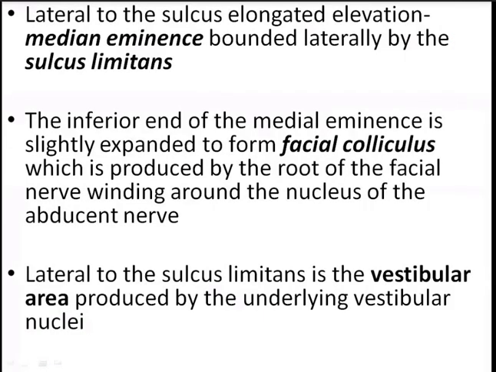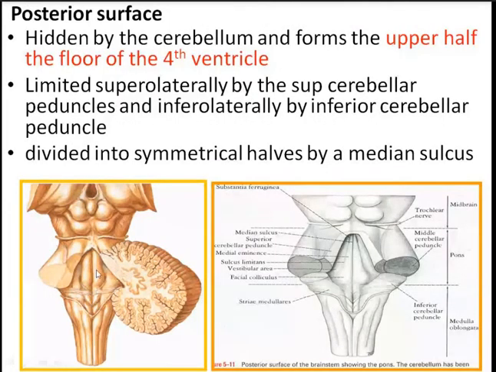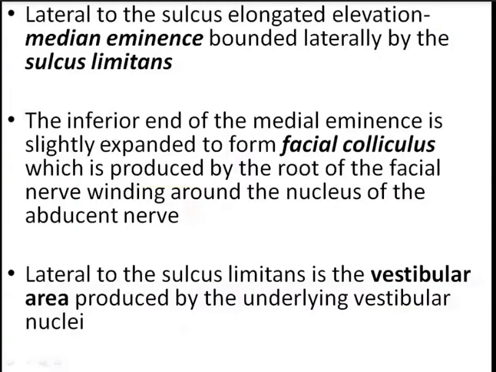Lateral to the sulcus, an elongated elevation, the median eminence, is there, which is bounded laterally by the sulcus limitans. So this is the median eminence, and this one is the sulcus limitans, the depression on the lateral aspect. The inferior end of the median eminence is slightly expanded to form the facial colliculus. So these are very important, prominent features on the posterior surface of the pons.